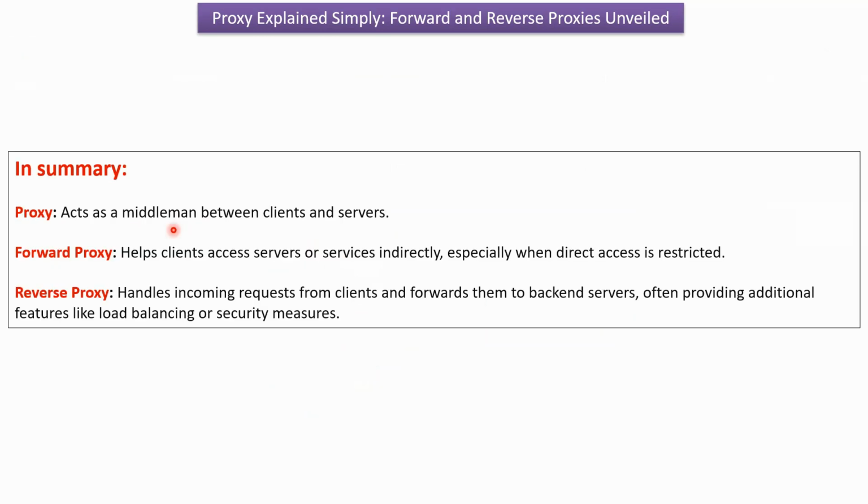In summary, a proxy acts as a middleman between clients and servers. A forward proxy helps clients access servers or services indirectly, especially when direct access is restricted. A reverse proxy handles incoming requests from the clients and forwards them to backend servers, often providing additional features like load balancing or security measures.